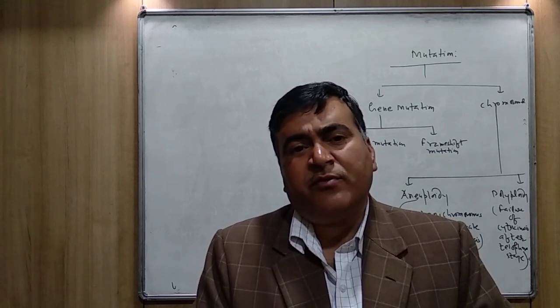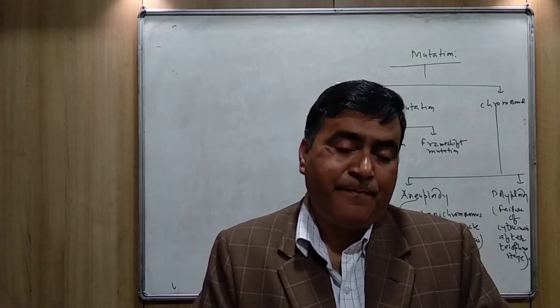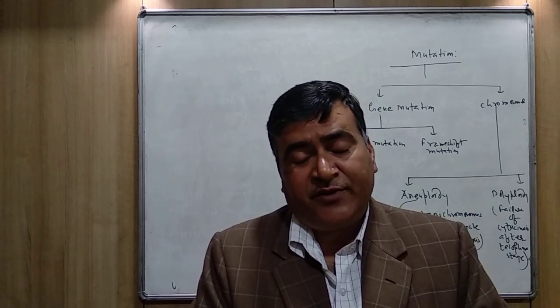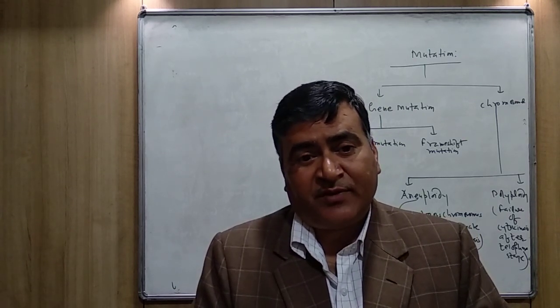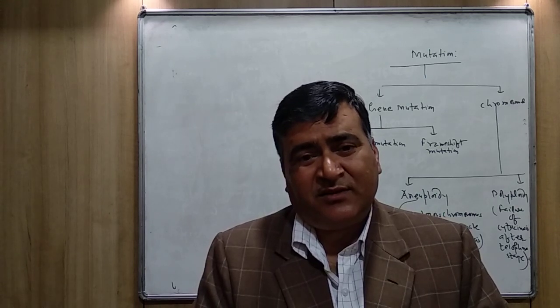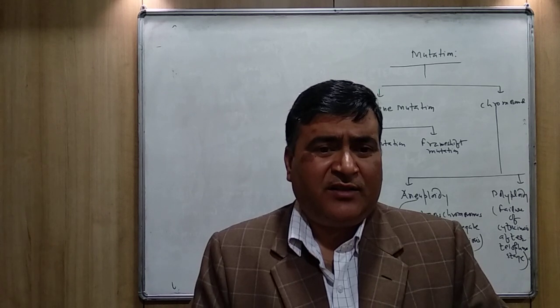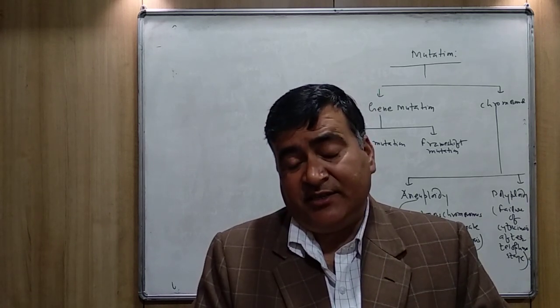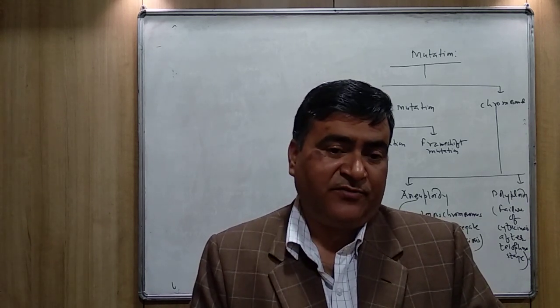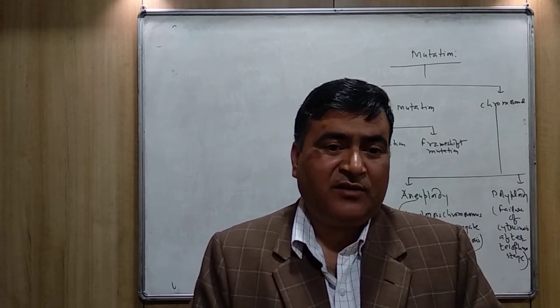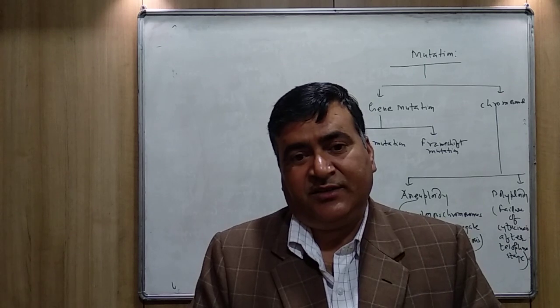I will teach you so many abnormalities like hemophilia, color blindness, alkaptonuria, phenylketonuria, thalassemia. So many disorders are there, and we will discuss them in detail in this chapter also. Some diseases like Down syndrome and Klinefelter syndrome, we have to study.